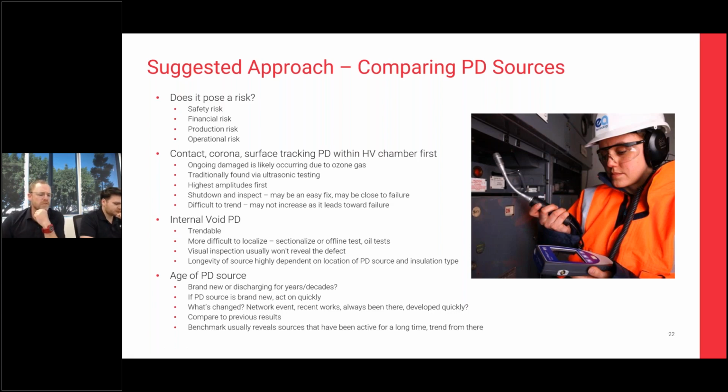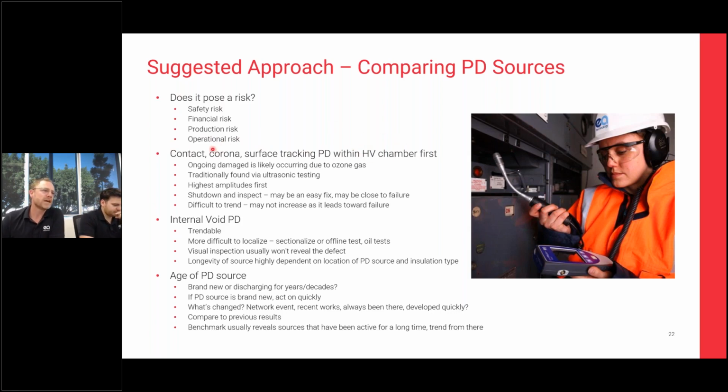So what we recommend, hang on, I'll just turn my laser pointer on here. What we recommend is, once we've gone out, scanned a whole bunch of assets, and all this data's come back to us, what are we going to put our effort into? We recommend focusing on contact corona or surface tracking type PD sources that are within high voltage chambers first.